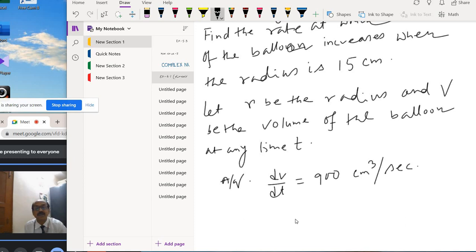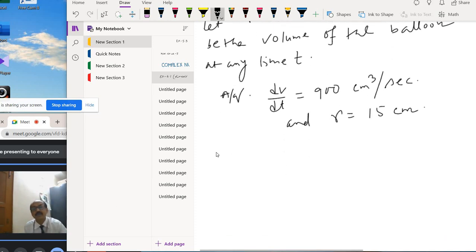And R equal to 15 centimeter. Radius is given equal to 15 centimeter. Okay, now V, what is the formula of V? The balloon, V equal to 4 by 3 pi r cube.